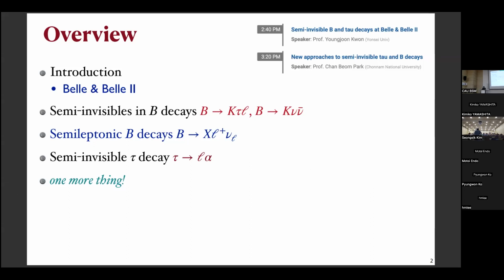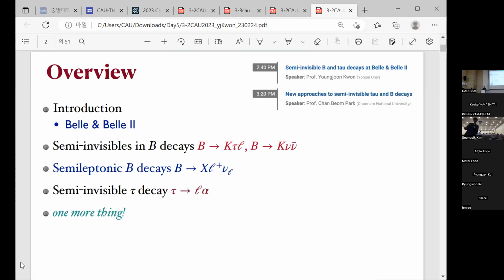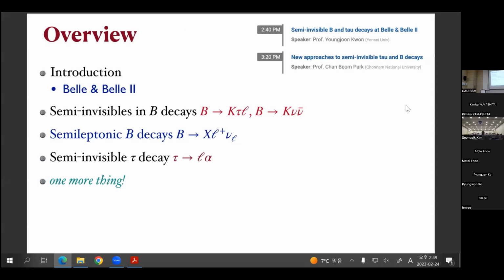Okay, so today I'm going to talk about those topics. I'm going to talk about semi-invisible B decays in the theme of B to K tau l and B to K nu nu-bar, and semi-electronic B decays, which are semi-invisible because of the neutrino, and then semi-invisible tau decay, tau to lepton and alpha. Alpha is any unknown neutral invisible particle. And one more thing later.